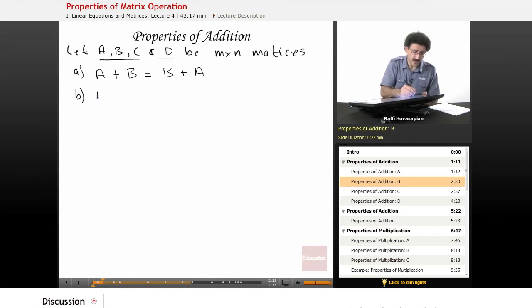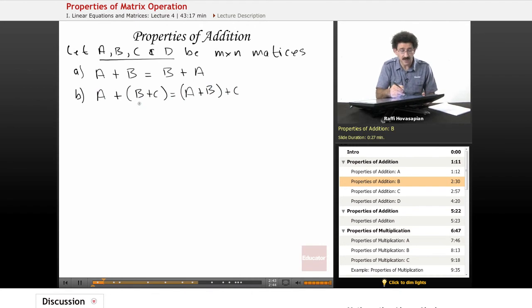Our second property is the associativity property. So it says that if I add B and C, and then if I add A to it, I can actually do it in a different order. I can add A and B first, and then add C to it. Again, very similar to what you understand with the real numbers. It's perfectly true for matrices as well.